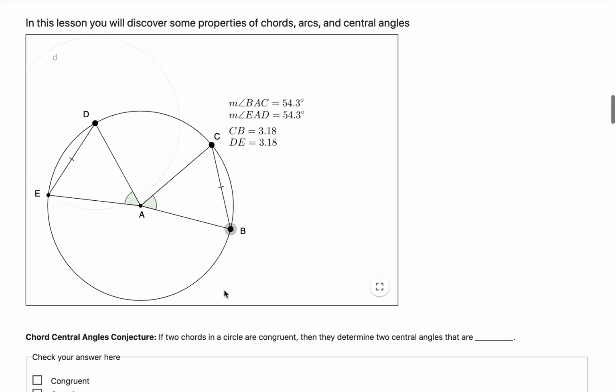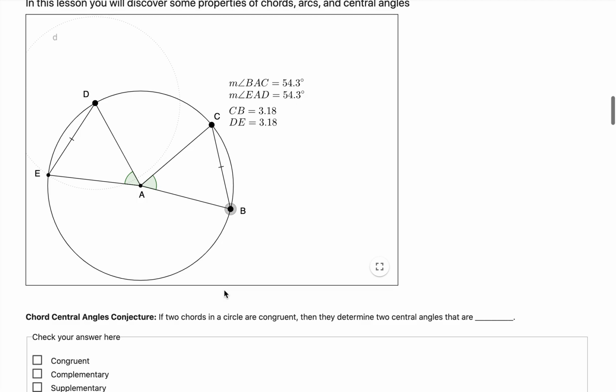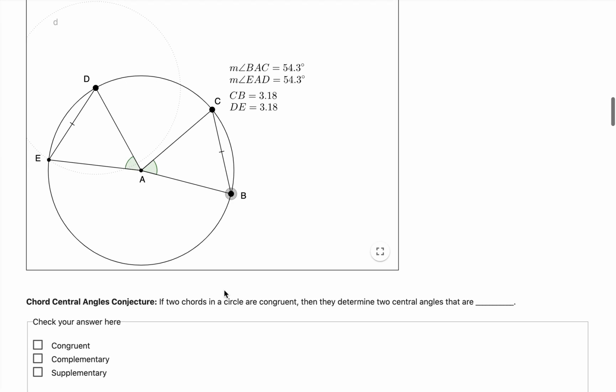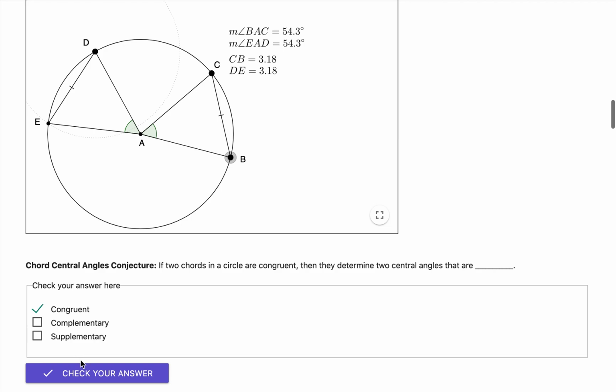So now we're going to move into this first conjecture, the chord central angles conjecture, which is going to get added to your notes. The chord central angle conjecture states if two chords in a circle are congruent, like how CB and DE were congruent, then they determine two central angles that are what? Congruent, supplementary, or complementary? If two chords in a circle are congruent, then they determine two central angles that are congruent would be the answer we're looking for.